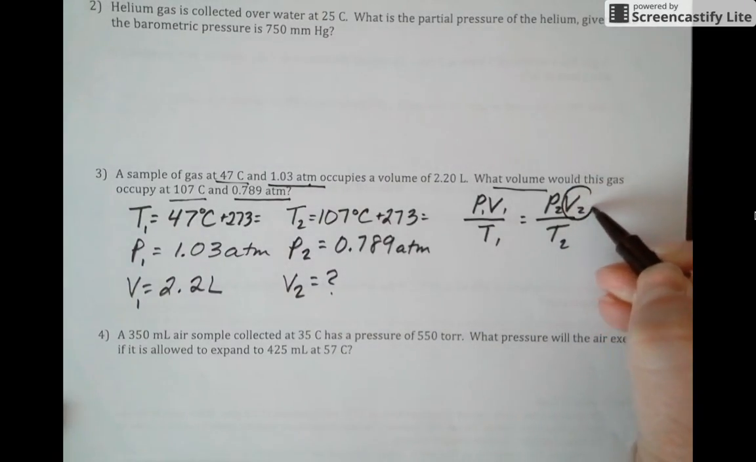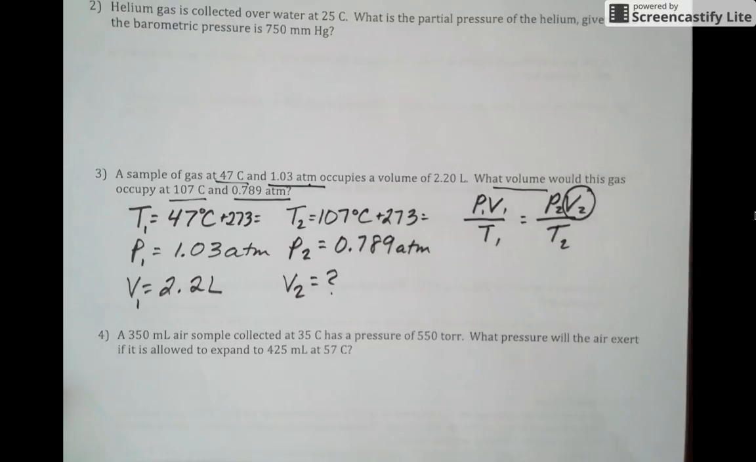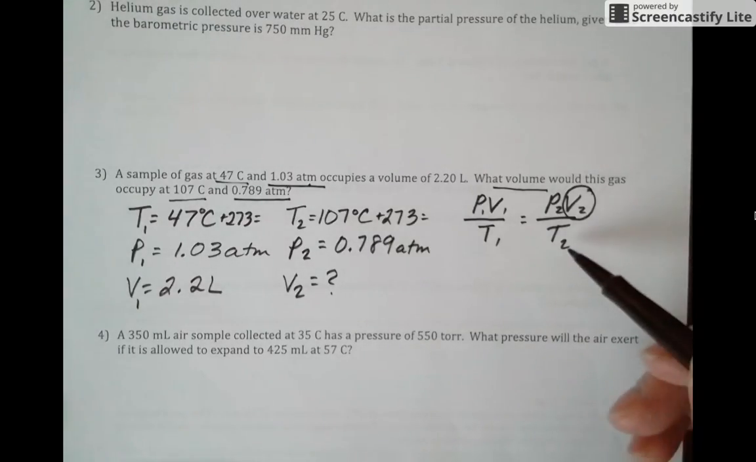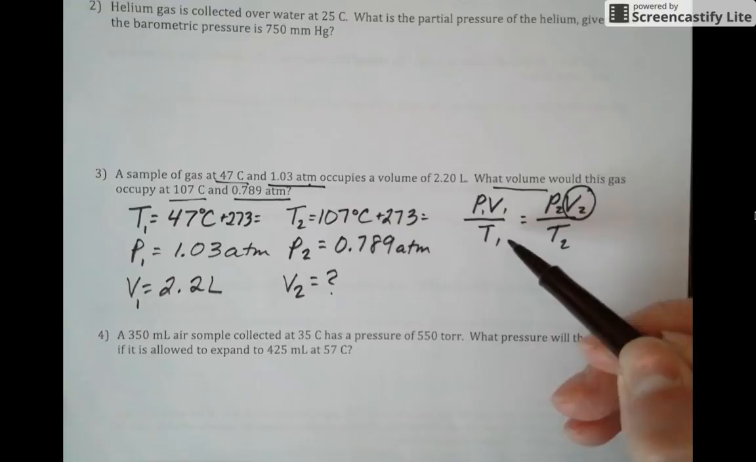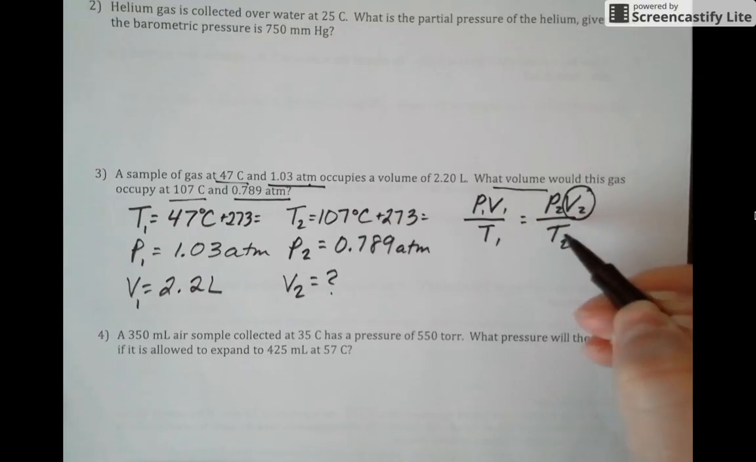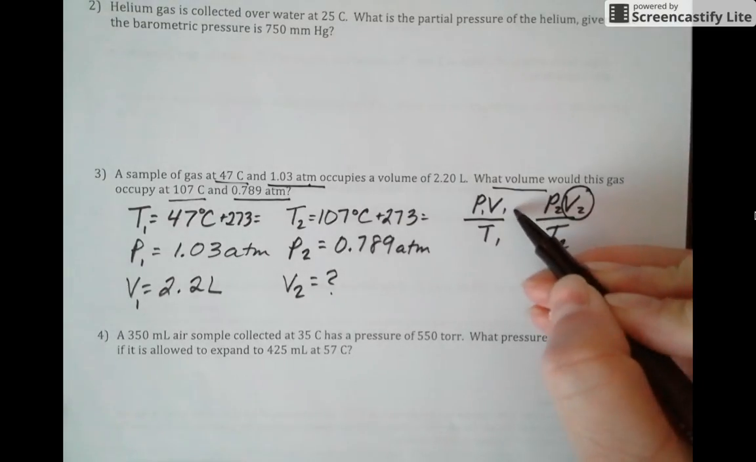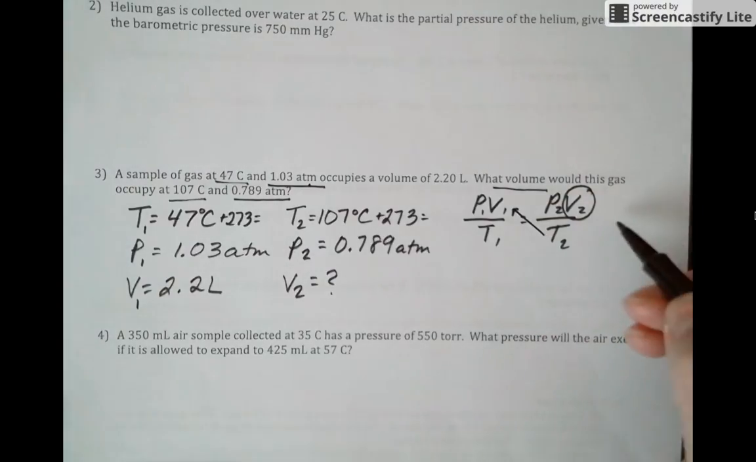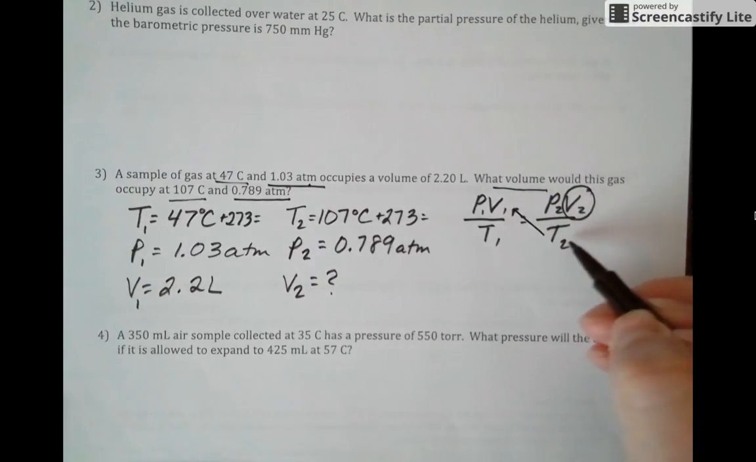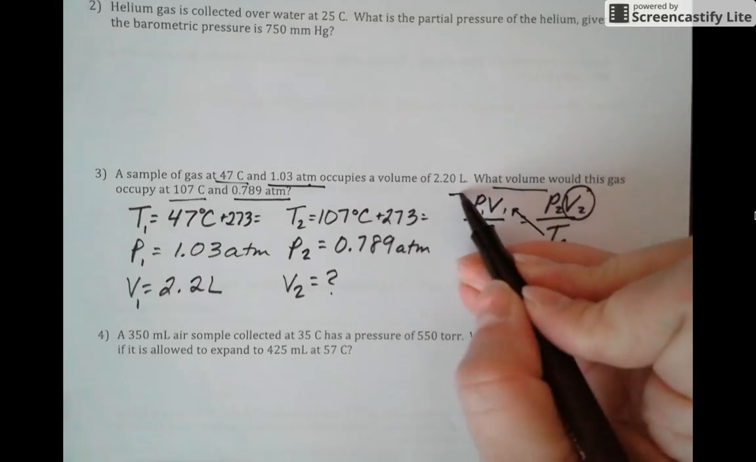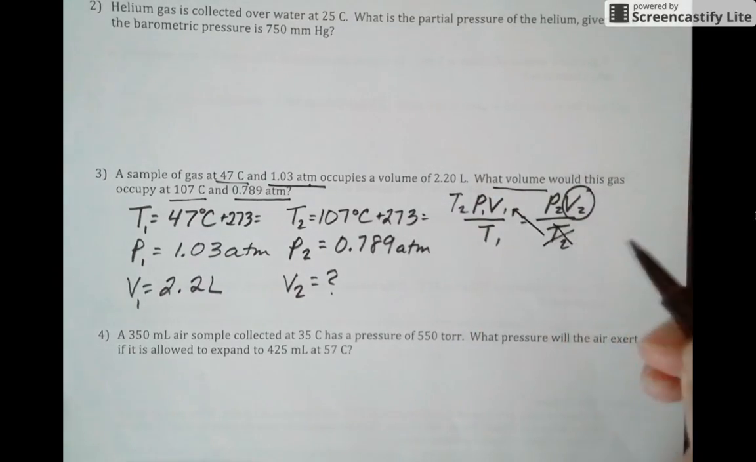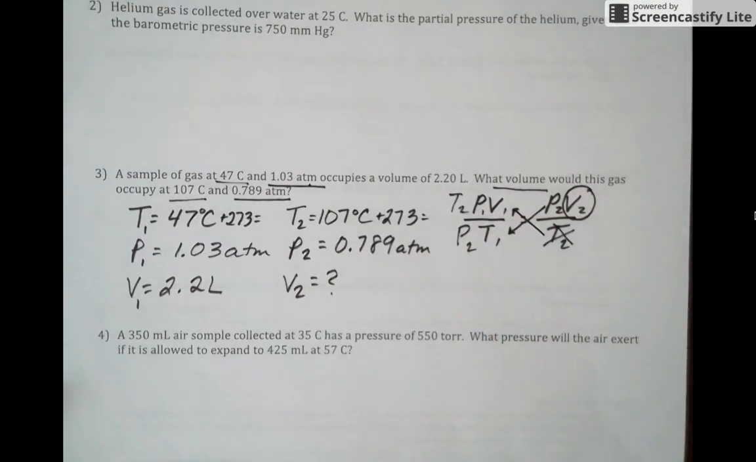Very good. So how do we get V2 by itself? We need to get T2, T and P. Both sides by T2? No, just the top. And then P goes to the bottom. So cross multiply, T2 comes over here. And then P2 on the bottom. That's what Owen said. That crosses it out over there.